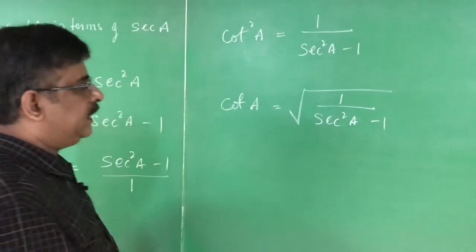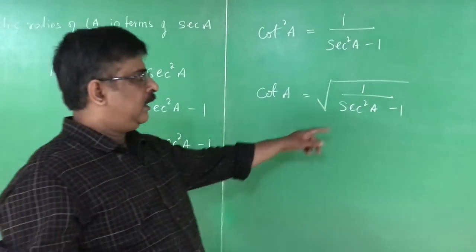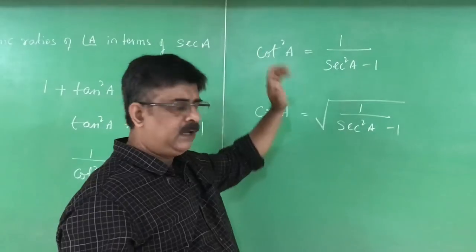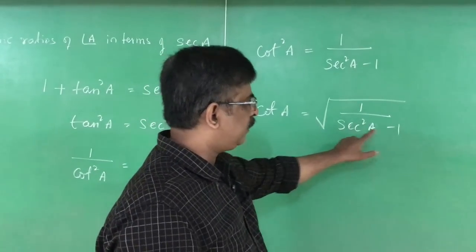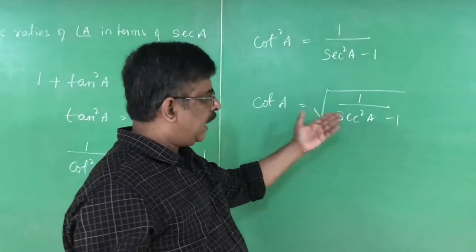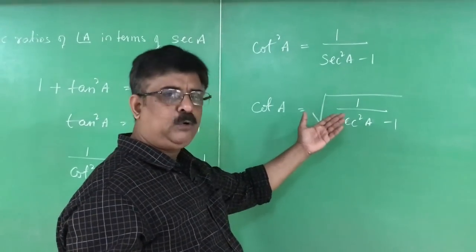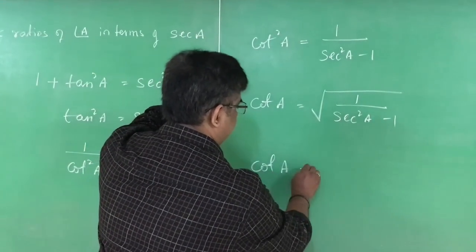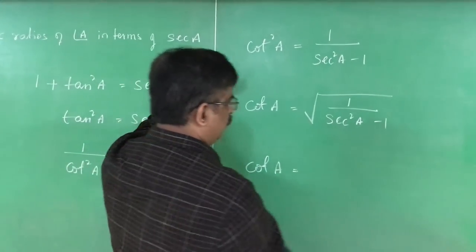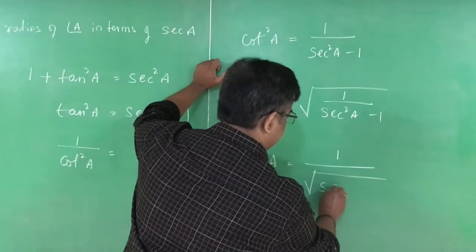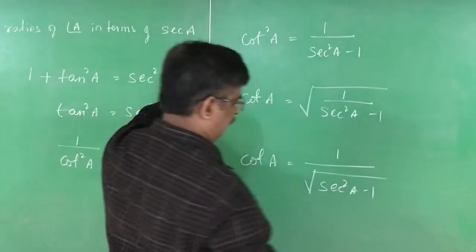Secant square A minus 1. As usual, the square root of 1 is 1. Therefore, I can remove the square root there. I put a square root only for the denominator. Again, the denominator is in the form of a square minus b square. I can write this in the form of a plus b into a minus b. Therefore, there are 2 ways of writing the answer for this. Cot A is equal to 1 by square root of secant square A minus 1.